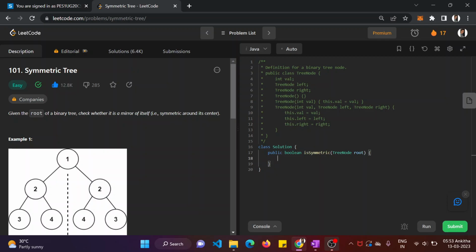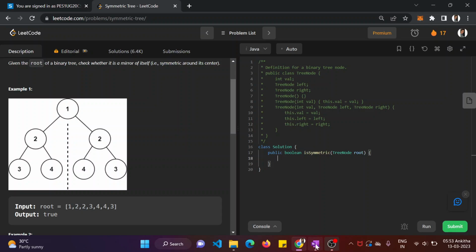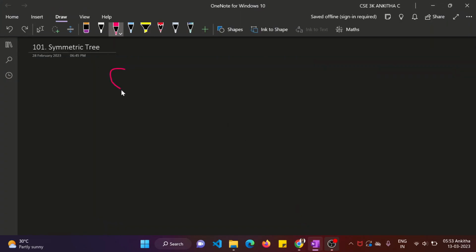Hey guys, in this video we shall see another problem, symmetric tree. Given the root of a binary tree, check whether it is a mirror of itself, that is symmetric around its center. So let's understand this problem with an example. Let's imagine a tree containing nodes.